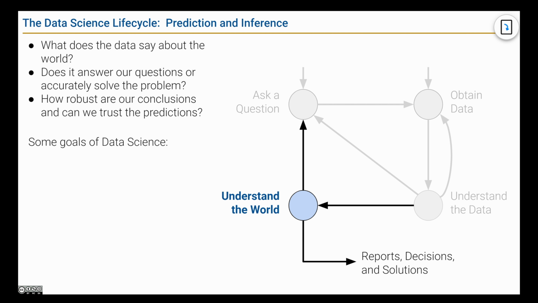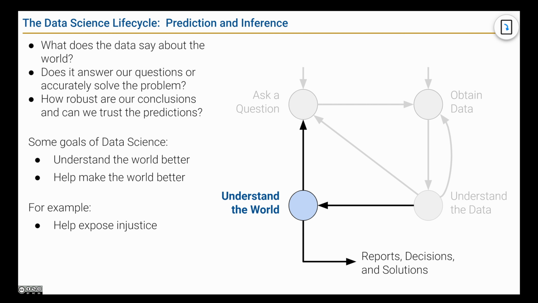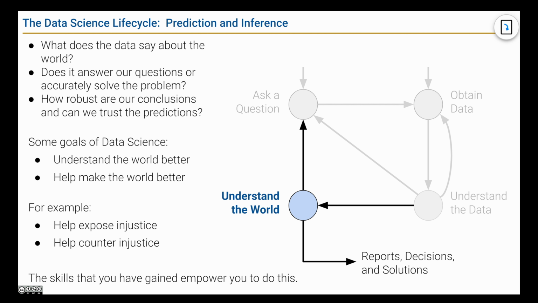This is a reminder of the overall context of data science in general. Not only do we want to understand the world better, but ideally, we want to help make the world better as data scientists. And so we're going to see today through this case study that some of these statistical techniques can actually be used to help expose injustice, and thus, ideally, we hope they can be used to help counter injustice as well. Just based on the skills you've learned so far in the course, we want you to realize you're already empowered to do this, and we'll show you that through this case study.